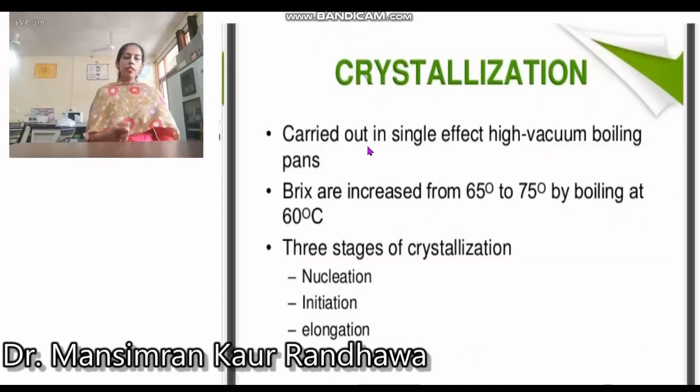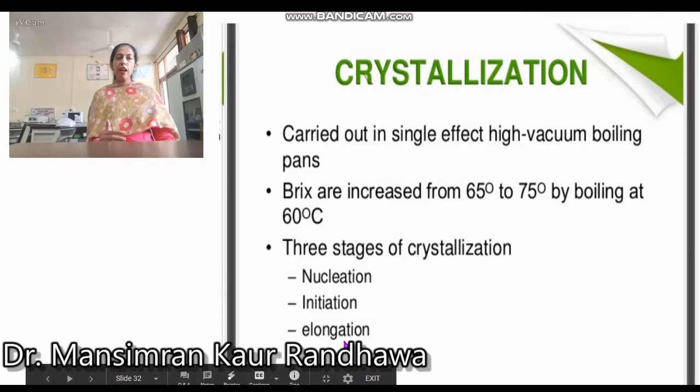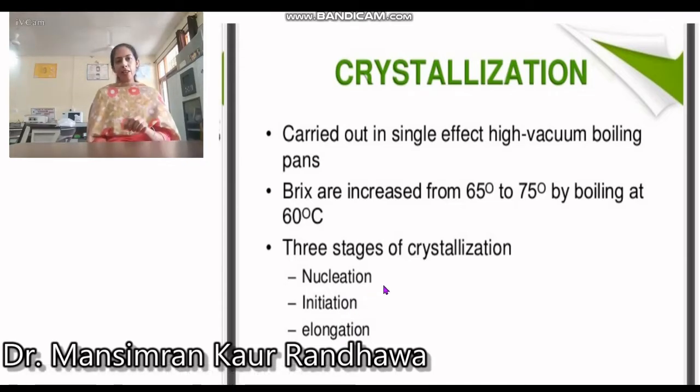Now crystallization is carried out in single effect high vacuum boiling pans. Brix increases from 65-degree to 75-degree brix by boiling at 60 C. There are three stages of crystallization, which we have discussed: nucleation, initiation and elongation. Nucleation, that is you are adding the sugar crystals. Initiation, that is they have started forming the chains. Elongation, now they are growing in size.